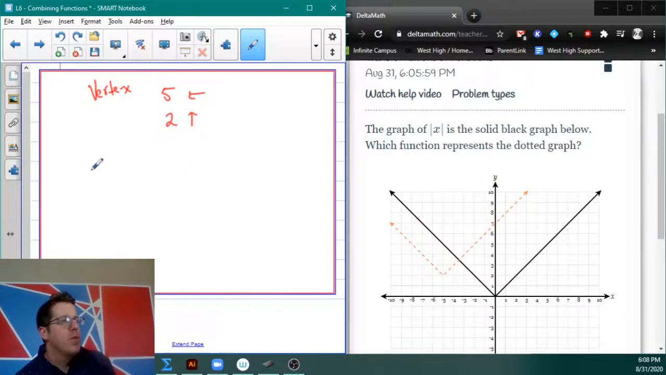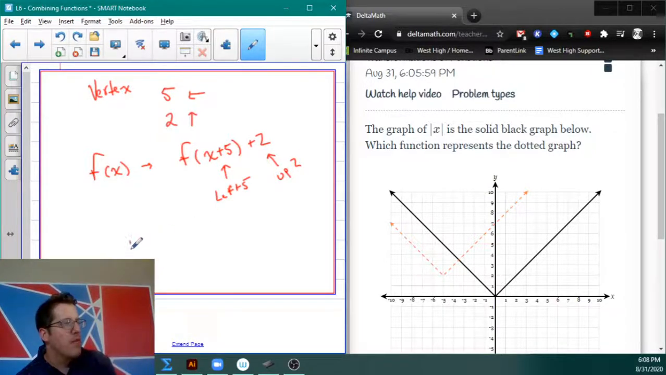So, what we've done here is we've taken a function f of x, and we have transformed it so that it is f of x plus 5 plus 2. So remember, a plus 5 inside the function connected to x means left 5. And a plus 2 outside of the function means up 2.